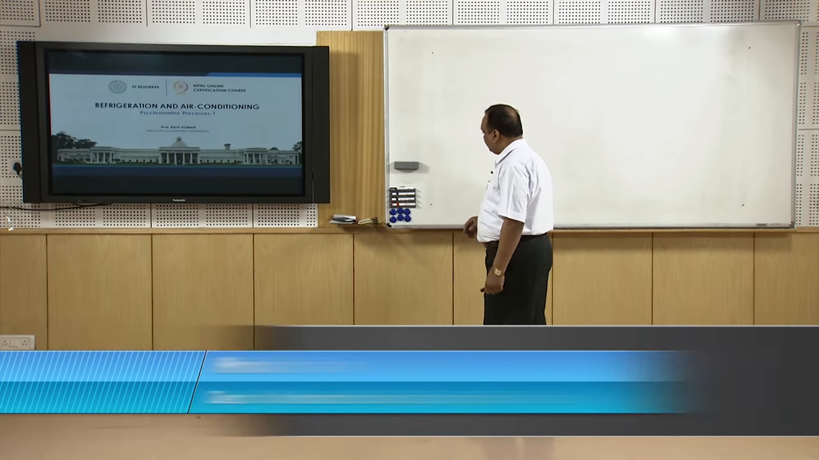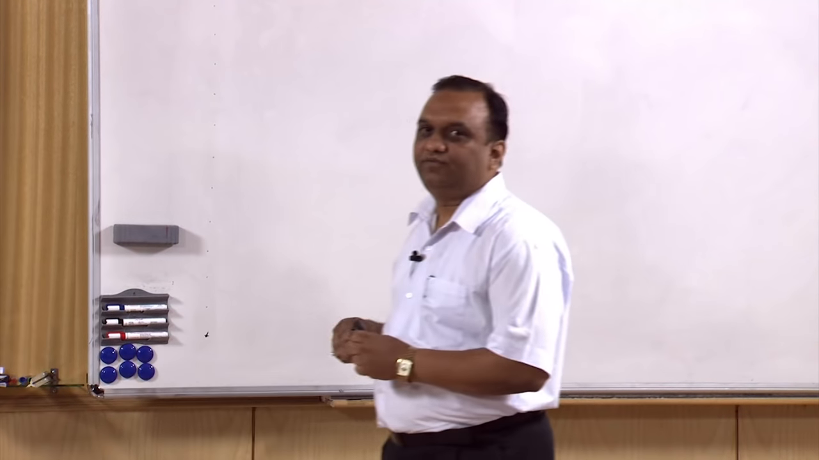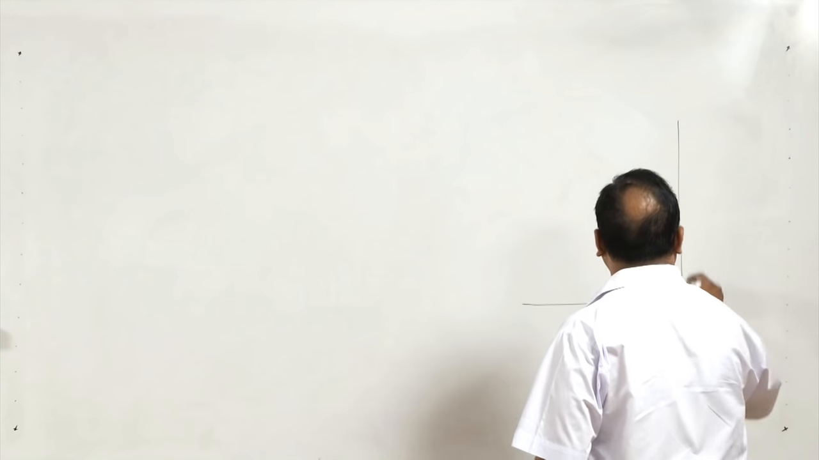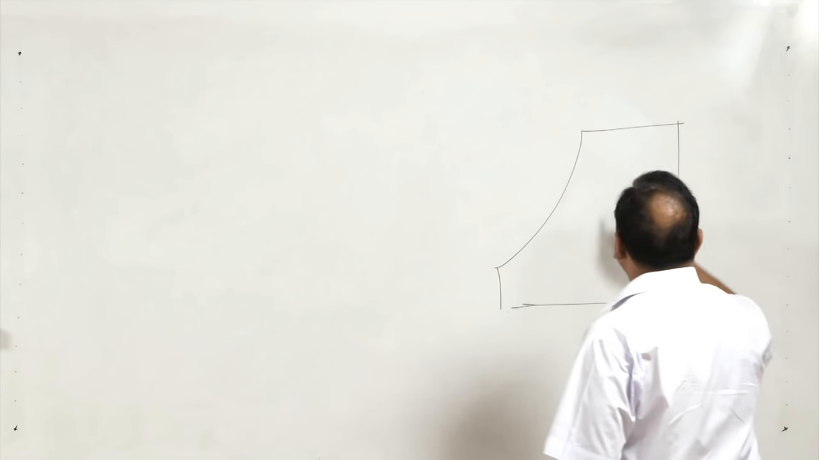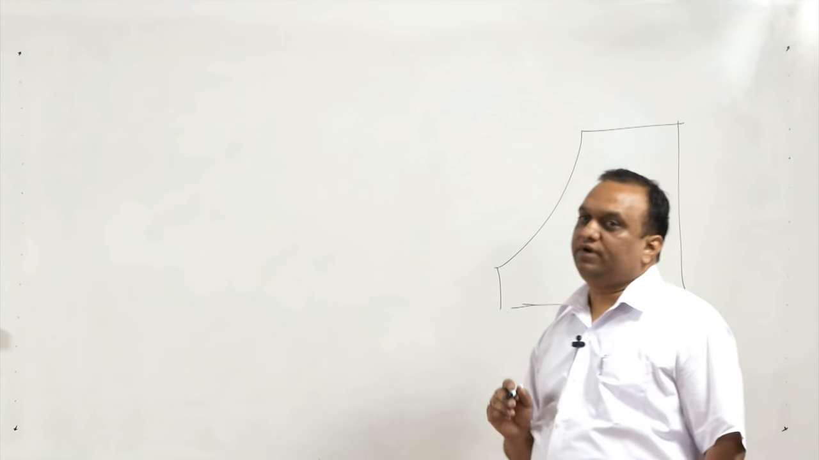In an air conditioning system or on a psychrometric chart, moving from one state to another state is known as a psychrometric process. So, in a psychrometric chart, if you are moving from one state to another state, it is known as a psychrometric process.